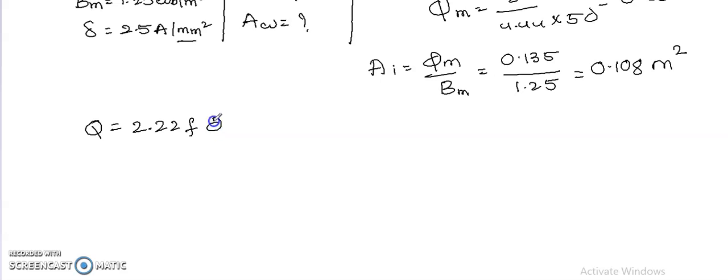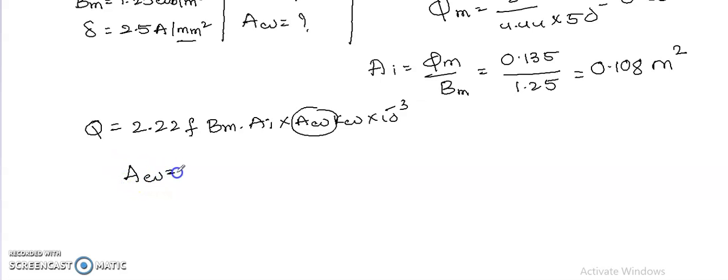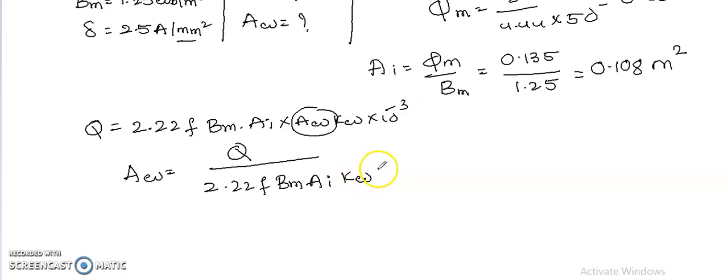Q equals 2.22 frequency flux, or Bm also you can write, Bm into AI into AW KW 10 to the power of minus 3. Substitute that. So which is unknown thing? This is unknown thing. So AW is equal to Q divided by 2.22 frequency density AI KW 10 to the power of minus 3. Substitute all values.